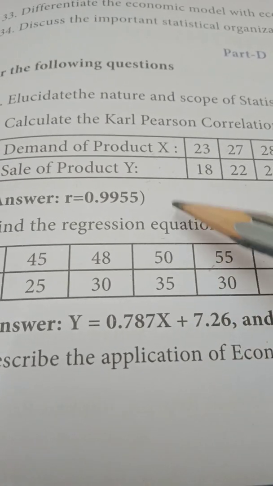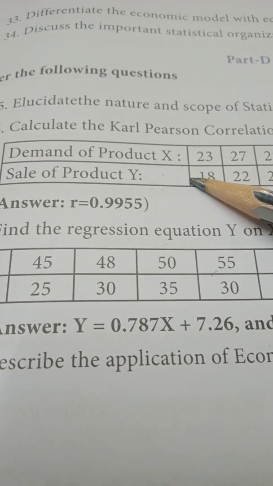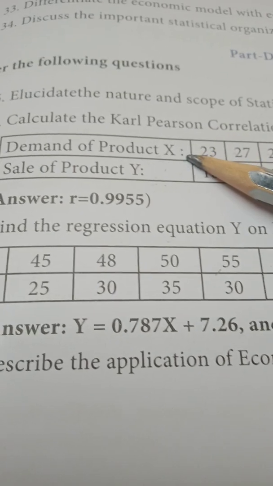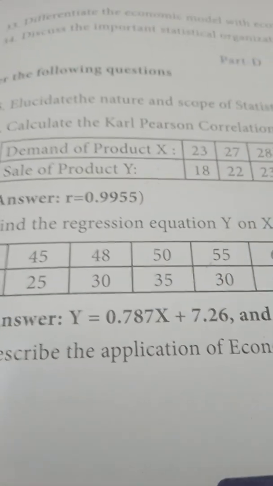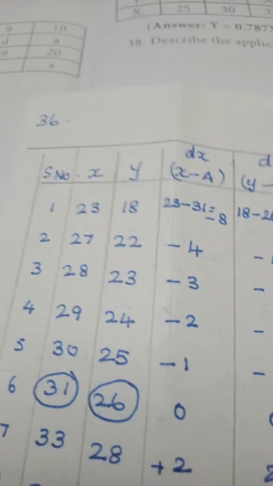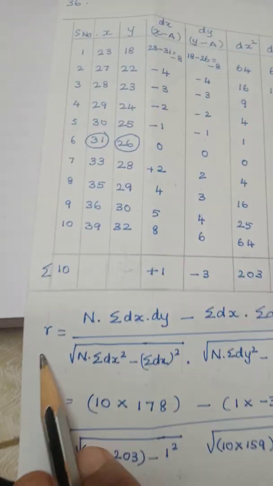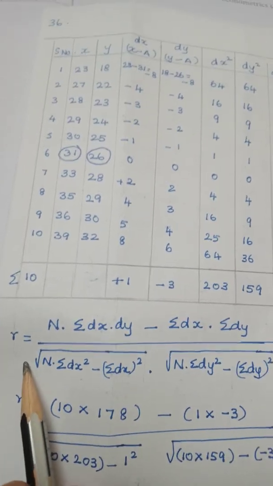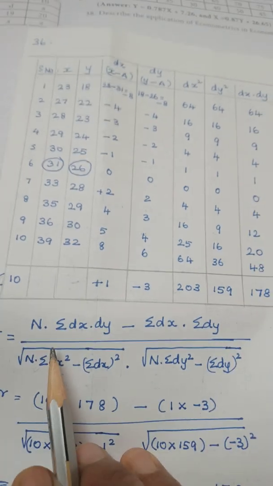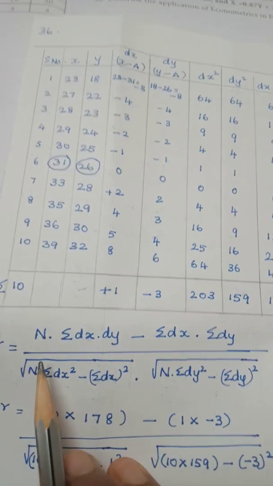Now we need to find out the relationship between these two. Okay, what will happen when demand for X is increasing? The answer is given here, but let us do the sum. Now, before going into the sum, we need to write the formula. That is, r is nothing but the correlation coefficient, Karl Pearson's correlation coefficient. It is almost similar to the sum which we did yesterday, the example sum, only the numbers are different.